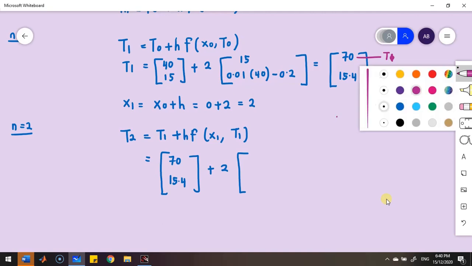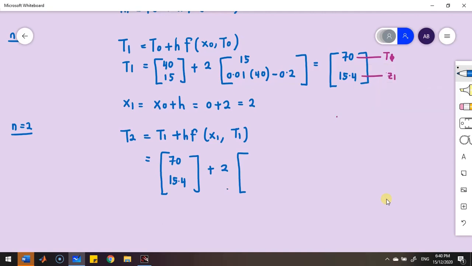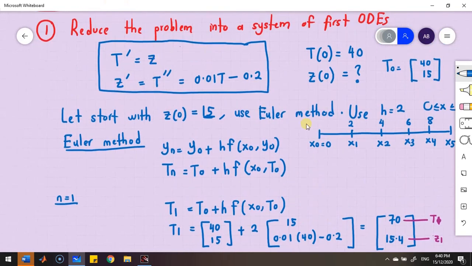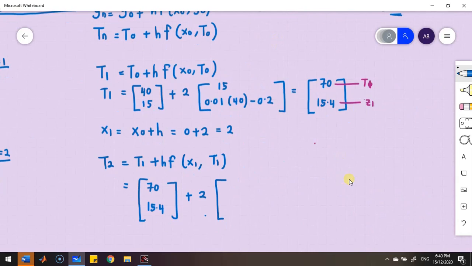If I'm talking about this problem, the first equation is for Z, right? So T prime equals Z. So my Z is 15.4, and then I have 0.01 T1 minus 0.2. Use your calculator, and you should get 100.8. So 70 plus 2 times 15.4 gives 108. Then 15.4 plus 2 times this whole term should give 16.4.